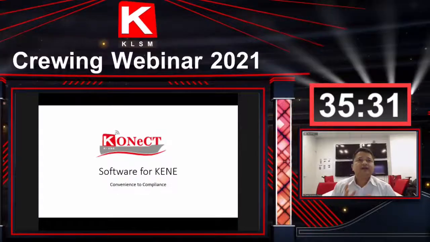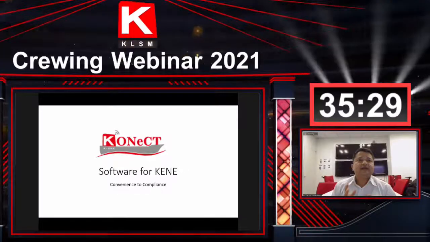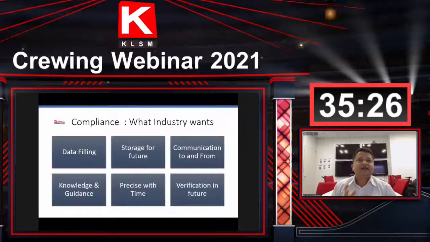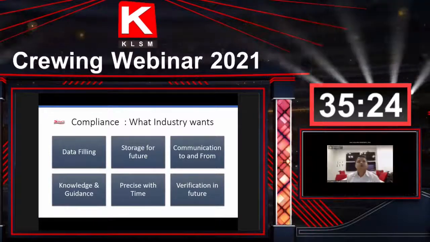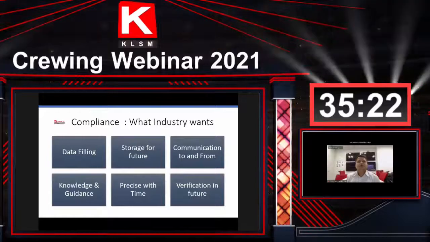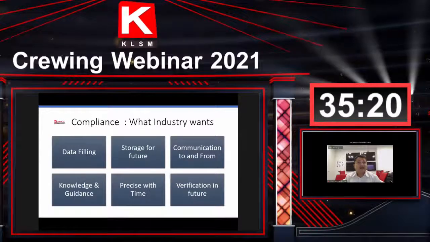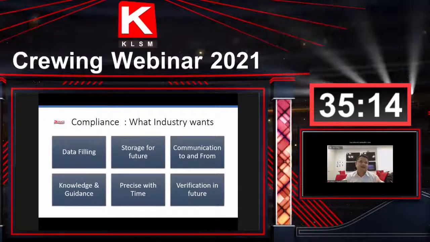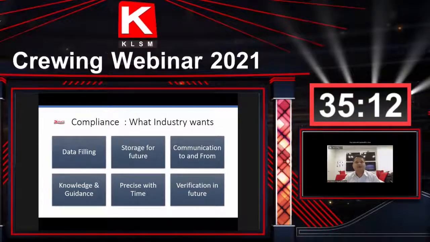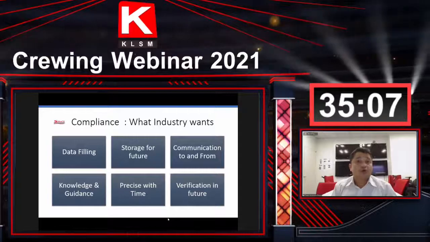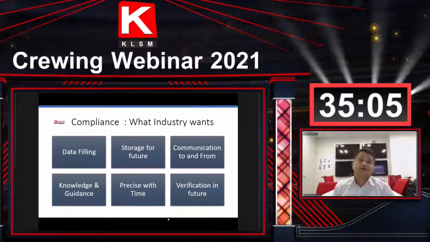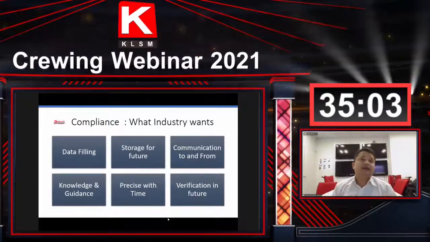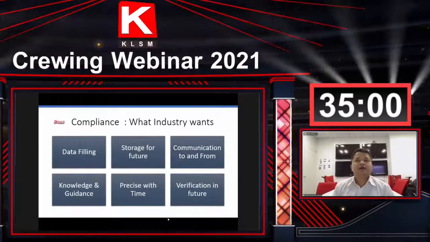Right. Next, what is compliance? What industry basically wants from us, from a record keeping perspective. So data filing: you have to fill the data to perform the job or after the job, like management committee meeting, before the job, checklist, company reporting, safety awareness, near miss, accident report, so many forms. You have to not only fill it, use it and throw it. No, you have to store it for the future. Someone may want to see it: company, SI, charterer, owner.